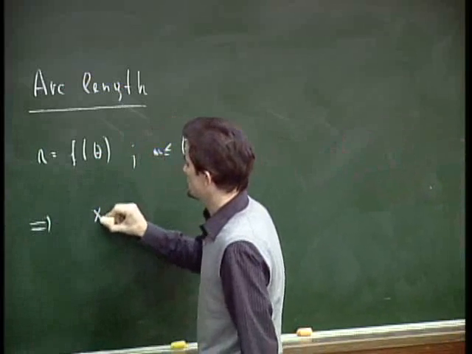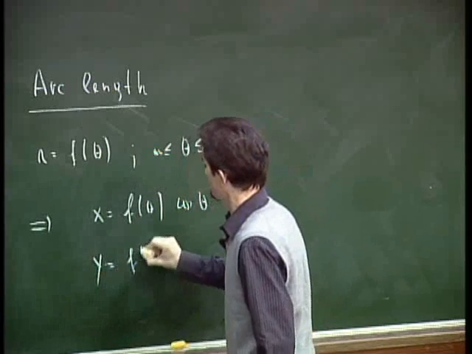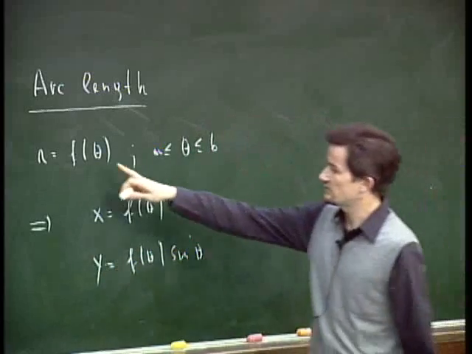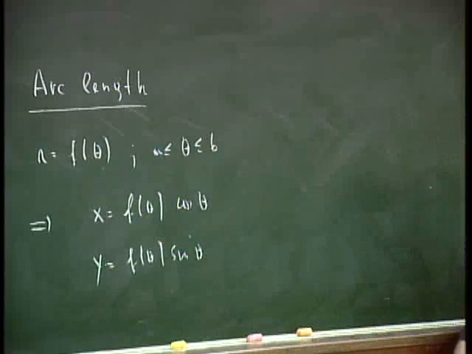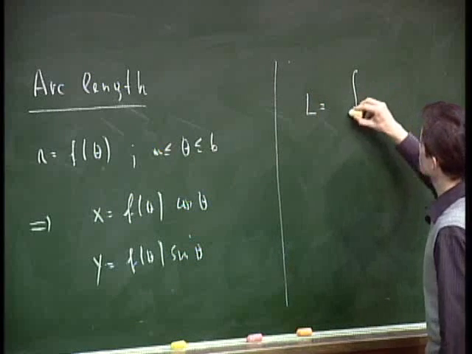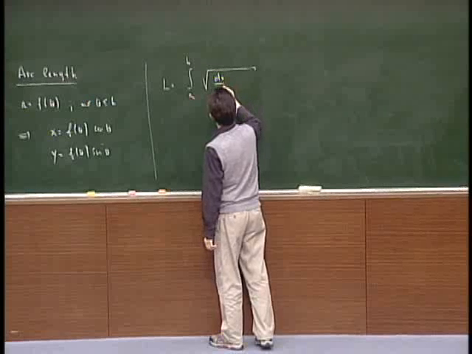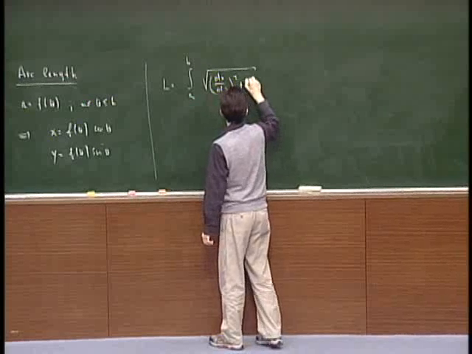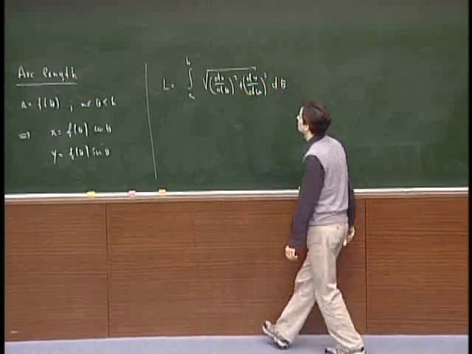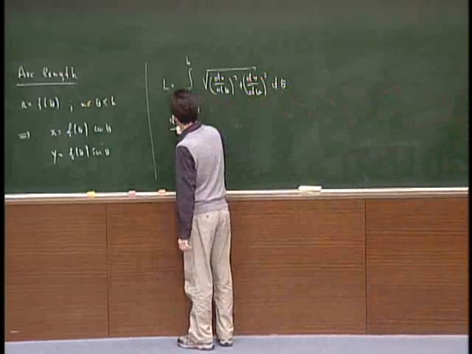Again, we will use that x is equal to f of theta times the cosine of theta, and y is equal to f of theta times the sine of theta. So the polar curve is given by these parametric equations, and for a set of parametric equations, we know how to find the arc length. The length is equal to the integral from a to b of the square root of (dx over d theta) squared plus (dy over d theta) squared, d theta. This is the usual arc length formula for curves given by parametric equations. So what we have to compute is dx over d theta.